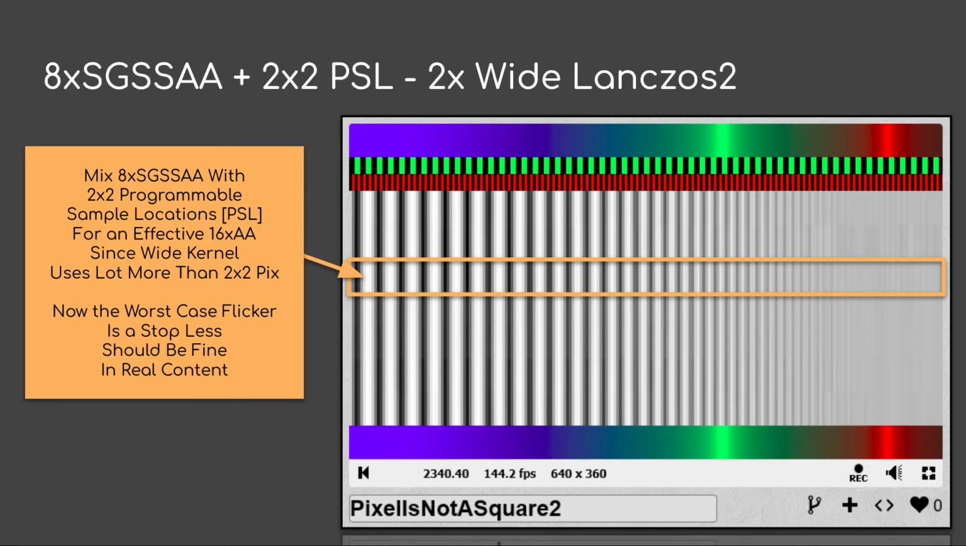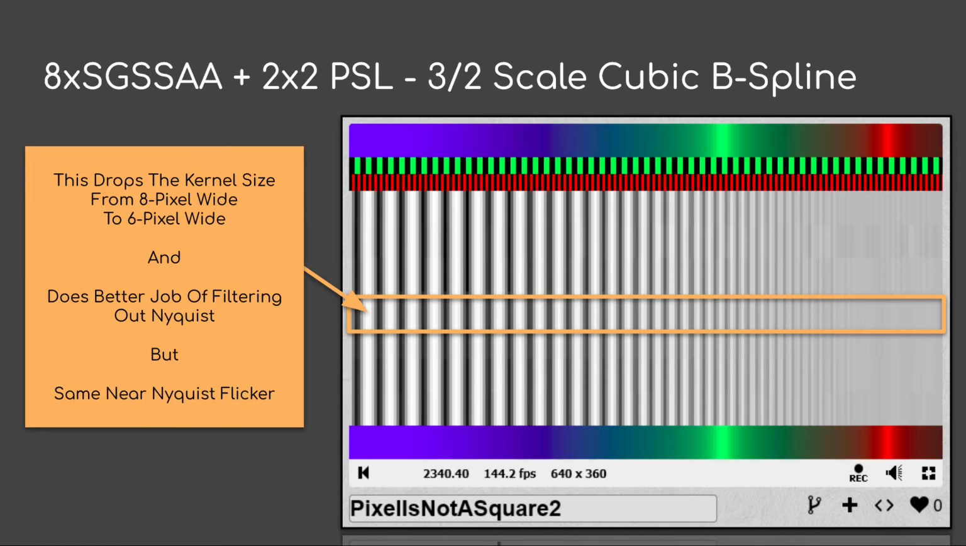Not this synthetic stuff, but stuff you'd actually render. So we do want to address the cost. We don't want to run Lanczos 2 because of how big it is. So one of the first options we could do would be a cubic B-spline. This would drop the kernel size, say, from 8 pixels wide to 6 pixels wide. And it does do a slightly better job of filtering out at Nyquist because of the scale of the kernel. But we do get the same near-Nyquist flicker.